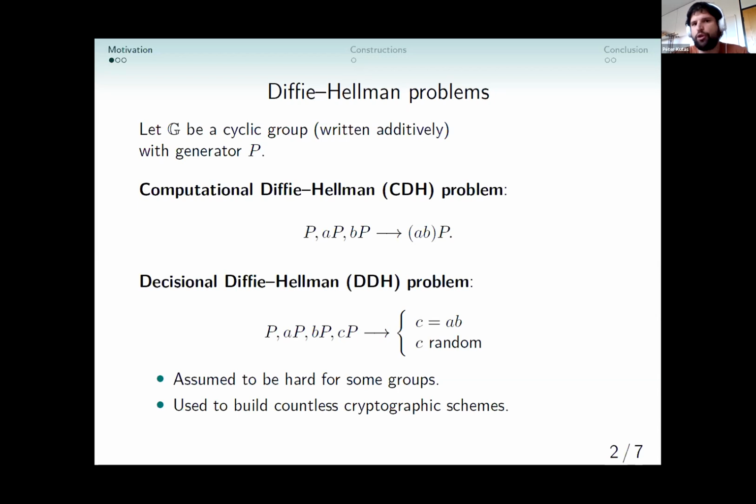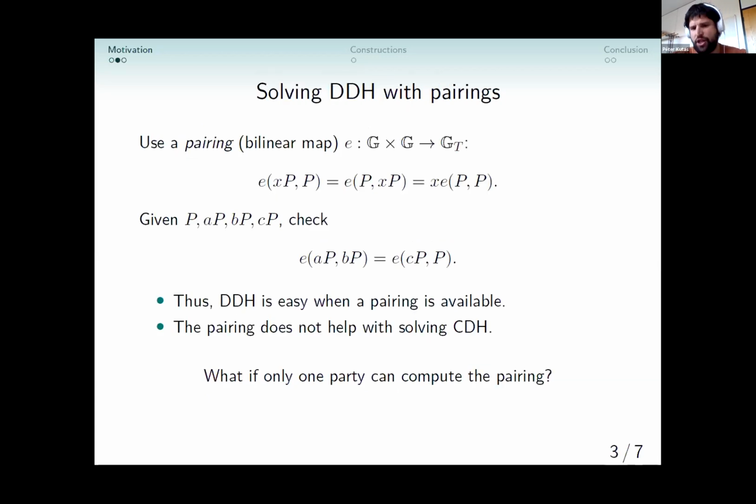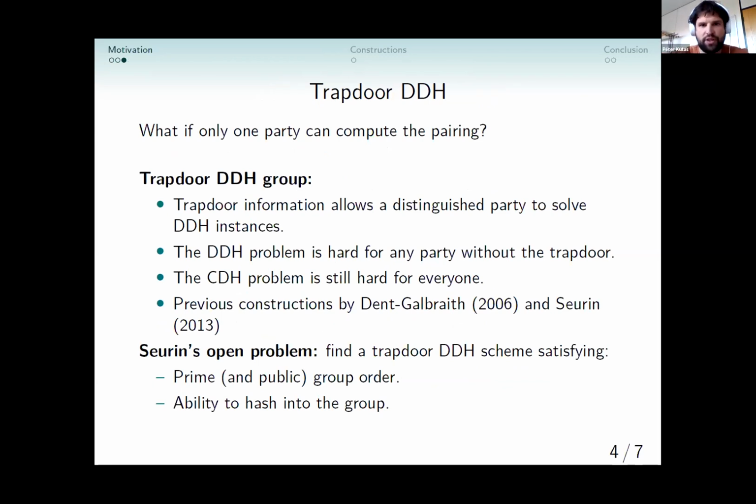This problem is assumed to be hard for some groups, and it has many applications in various crypto schemes. However, there is a well-known instance when solving DDH is actually really easy. When one has access to a bilinear pairing on the group, which is non-degenerate on that cyclic subgroup, one can solve DDH easily by computing the pairing on aP, bP and comparing it with e(cP, P). If they are equal, then that's a DDH tuple, and if not, then it's not. However, the pairing doesn't seem to help in solving the computational version of the problem. This motivates a definition of a primitive called Trapdoor DDH, where with some trapdoor information, one distinguished party can solve DDH instances efficiently, while without the trapdoor information, DDH is still supposed to be hard. And the computational version is supposed to be hard even with the trapdoor information.